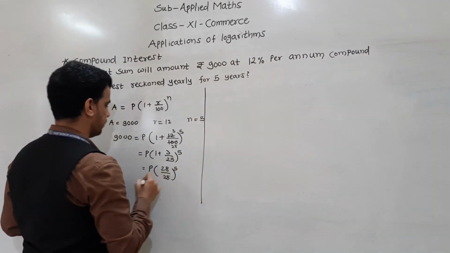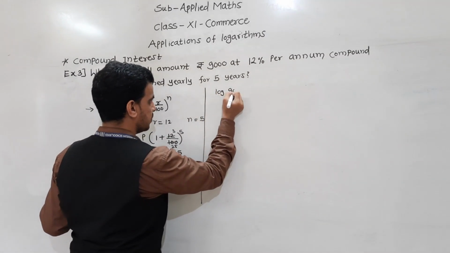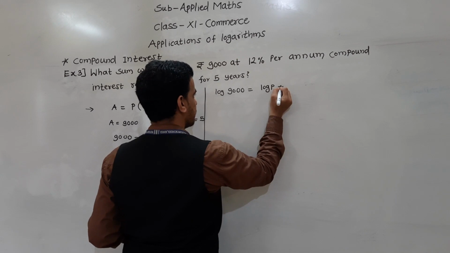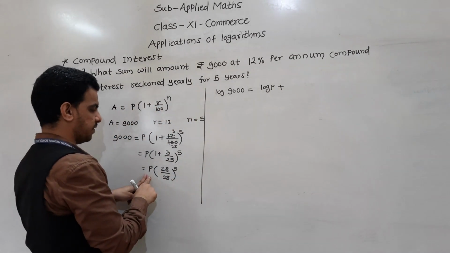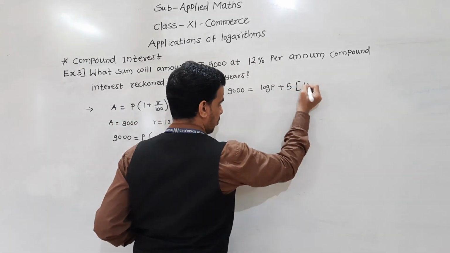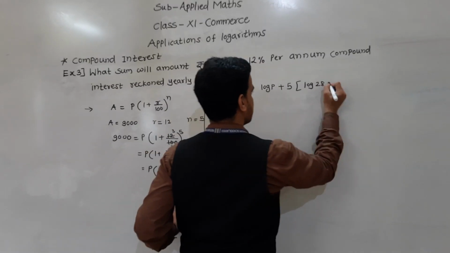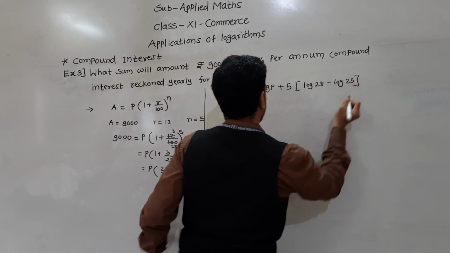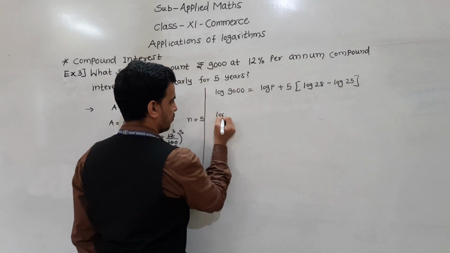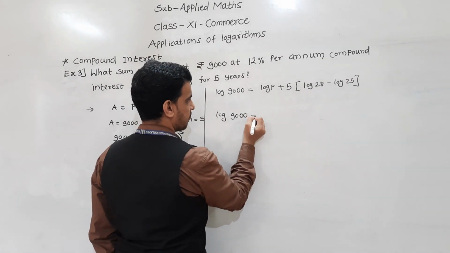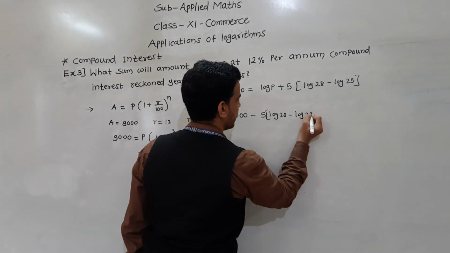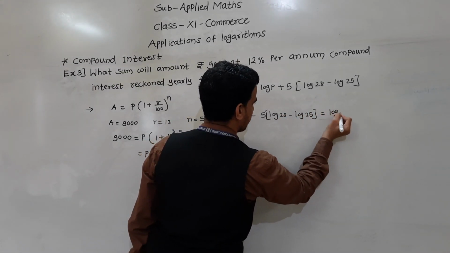Now take log on both sides. So log of 9,000 is equal to log of P plus log of this term. So this term we can write 5 into log of 28 minus log of 25. Okay, so this total term we have to shift here. So log of 9000 minus 5 into log of 28 minus log of 25 is equal to log P.